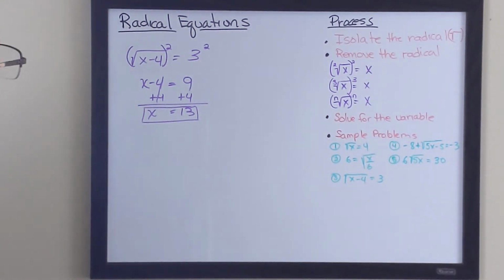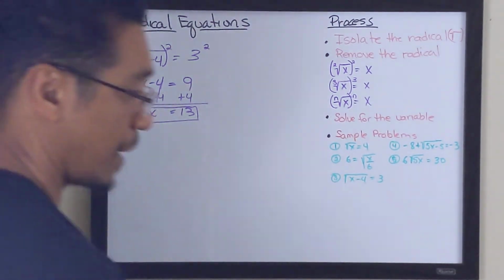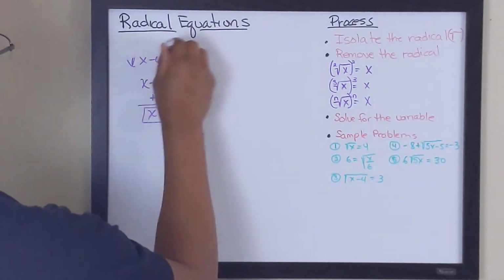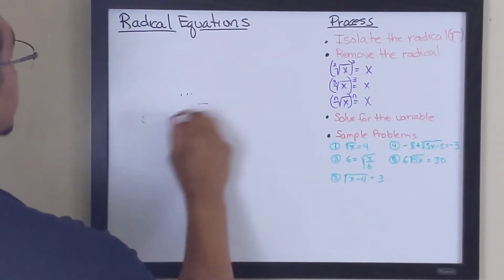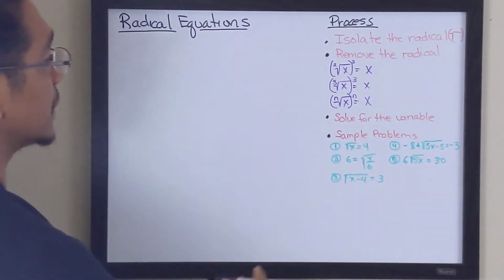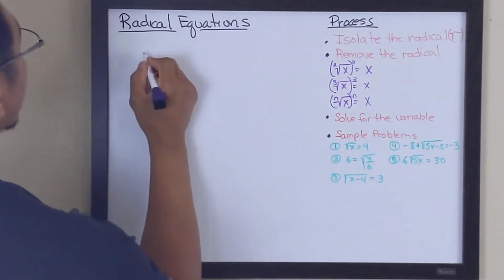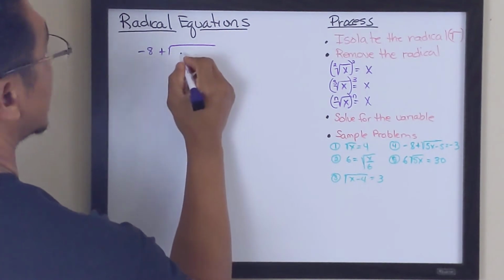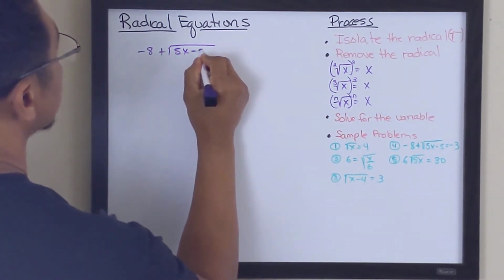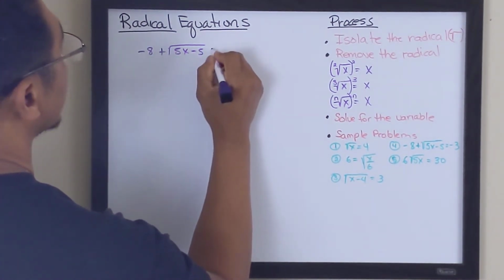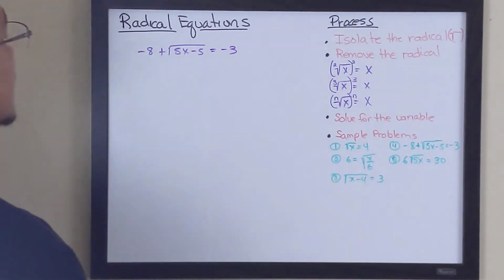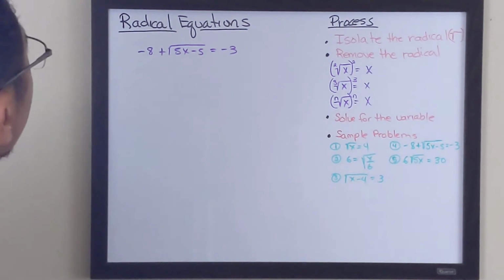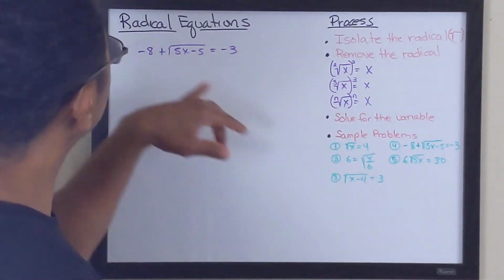The next step, actually the next example, let's go ahead and do that now. I'm going to erase this. And we're almost done. In the next example, we've got negative 8 plus the square root of 5x minus 5 equals a negative 3. So let's go ahead and solve this problem. Once again, we're going to look at this process to solve this problem.